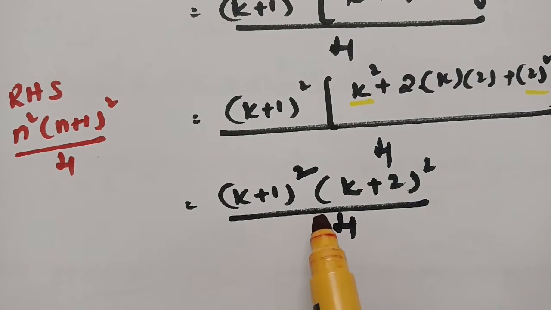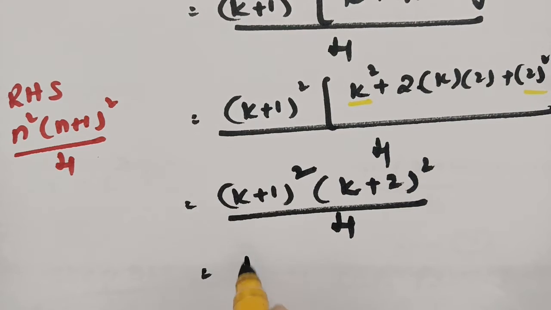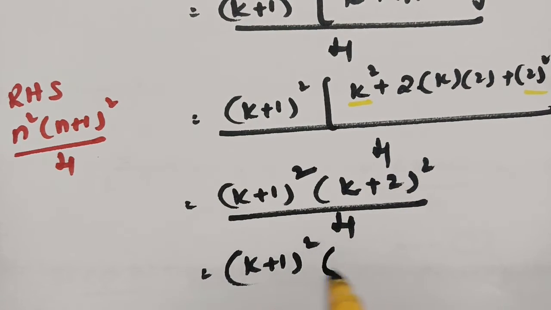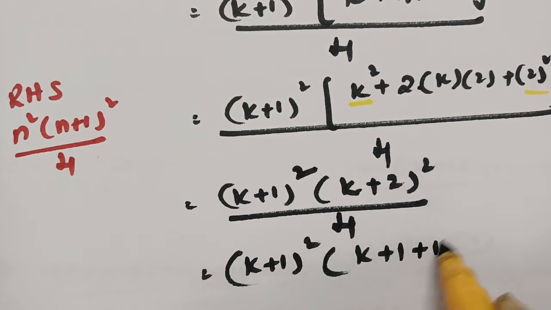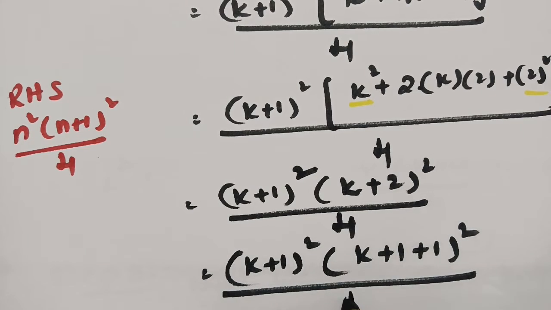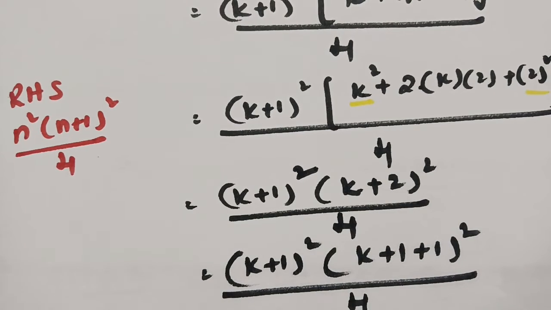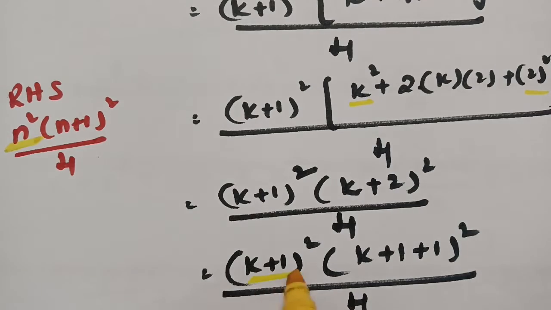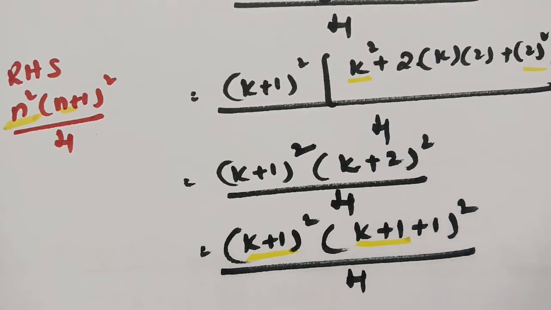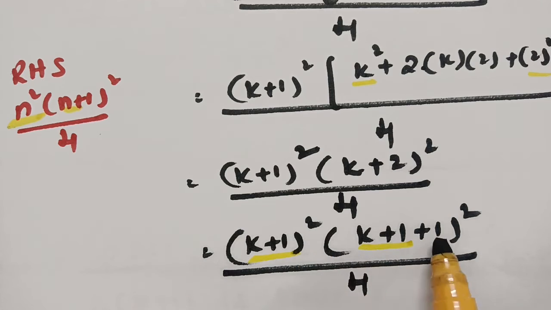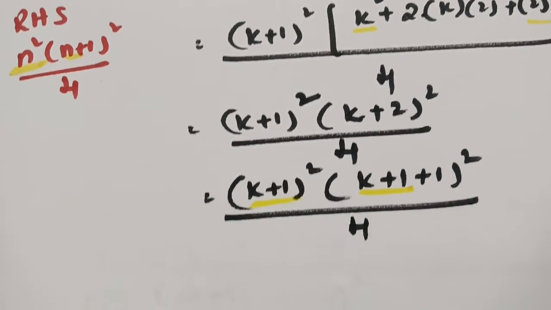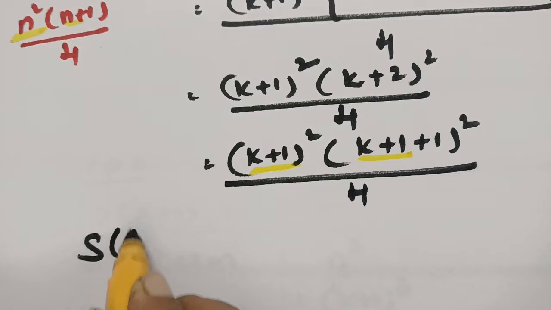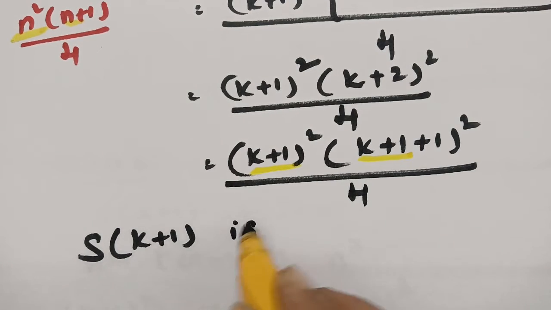So here if you observe, in place of this one, what I can write? So I can write this as k plus 1 whole square into k plus 1 whole square by 4. So if you observe this one, in place of n we have k plus 1, and this is again of the form n square into n plus 1 whole square by 4. So which is satisfying the equation, that is S of k plus 1 is true.